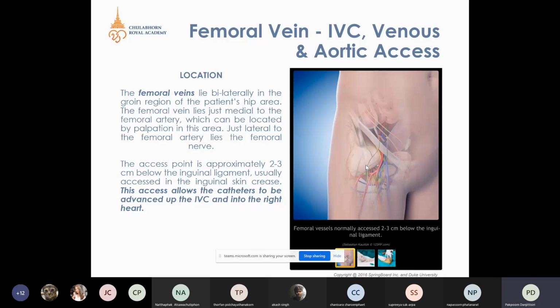In that area, the doctor can palpate the femoral artery and puncture approximately 2 to 3 centimeters below the inguinal ligament. Okay, this access will allow you to insert the catheter and advance it up to the IVC, or inferior vena cava, and into the right heart.